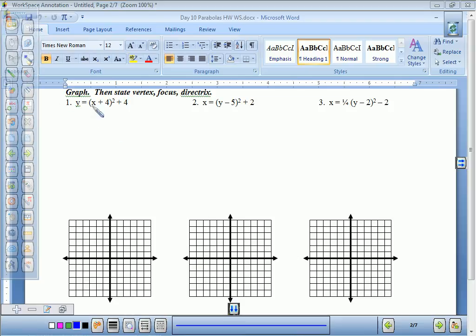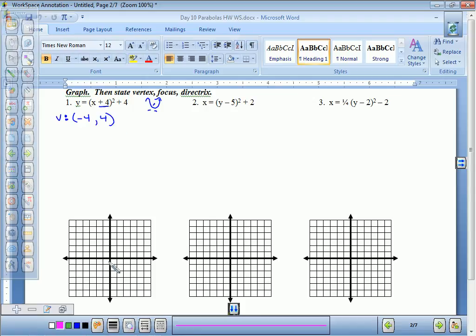On this one, it's y equals and a is positive, so the first thing we do is sketch it up. Focus goes inside, directrix goes outside. The vertex, because this is with the x, the opposite of that is my x. What's added to the end is the y. So that's where I'm going to start plotting this.